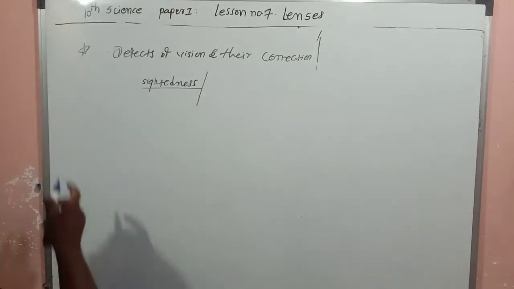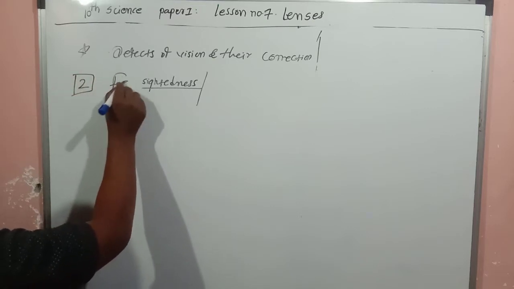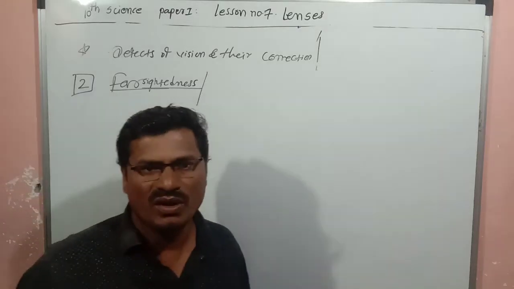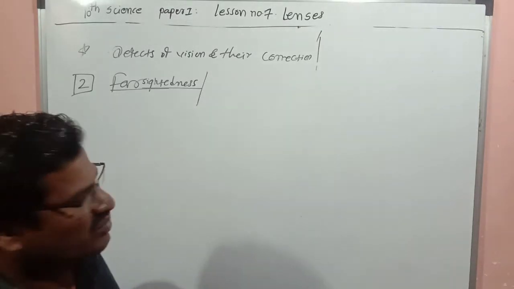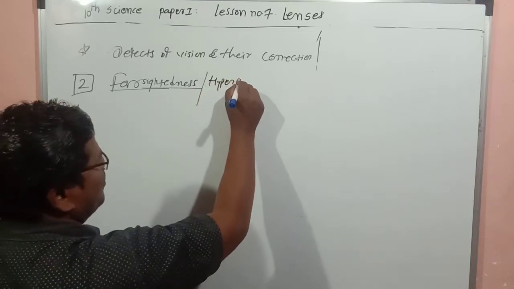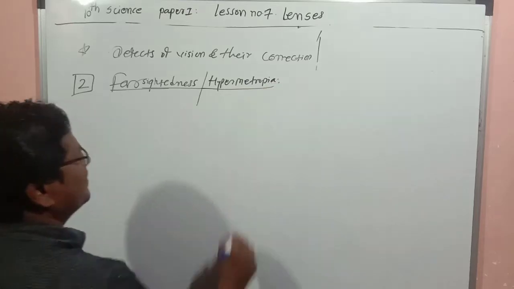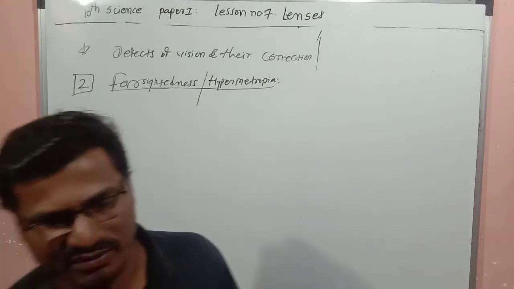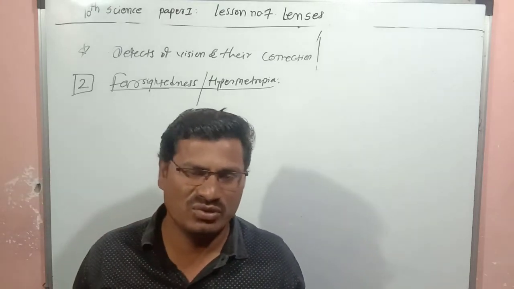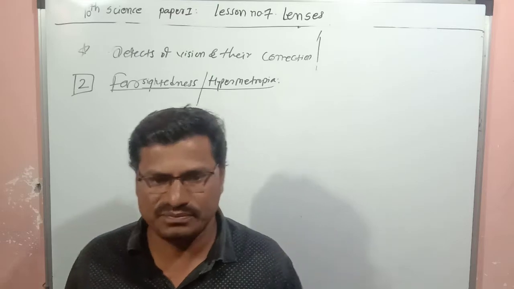So the second type of defect is farsightedness, also called hypermetropia, and it is exactly opposite to myopia. First we'll see the points related to this one, then the correction, and then the diagram.